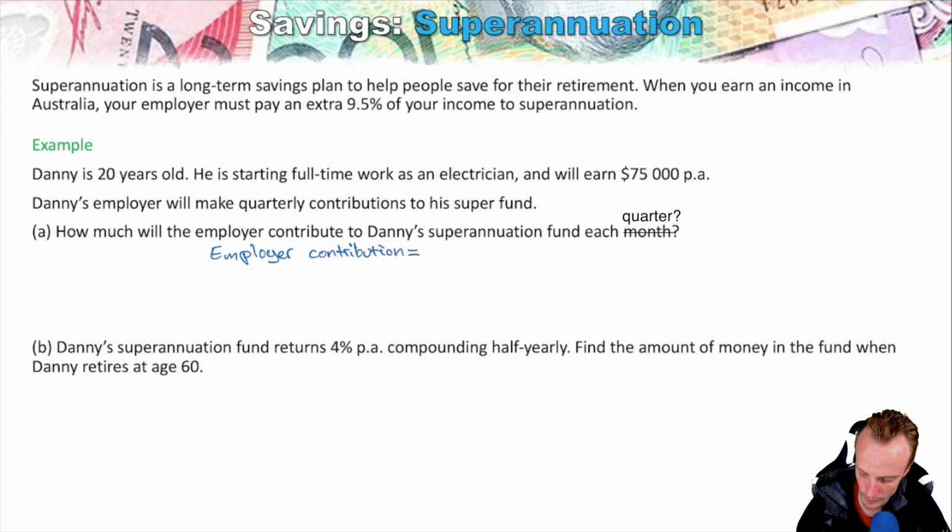This is a percentage of calculation. So we're going 9.5% of the $75,000. But like I indicated before, we've got to be very careful, because this will give us our yearly contribution. We need to look at how often it's being contributed, which is quarterly. So we need to divide this by 4 to get the quarterly contribution. If it was weekly, we'd need to divide by 52. If it was monthly, we'd need to divide by 12, and so on. So that's just something to note here. We put percentages as decimals, so 0.095 of just means multiply. So multiply that by 75,000, all divided by 4, and that'll find us our employer contribution.